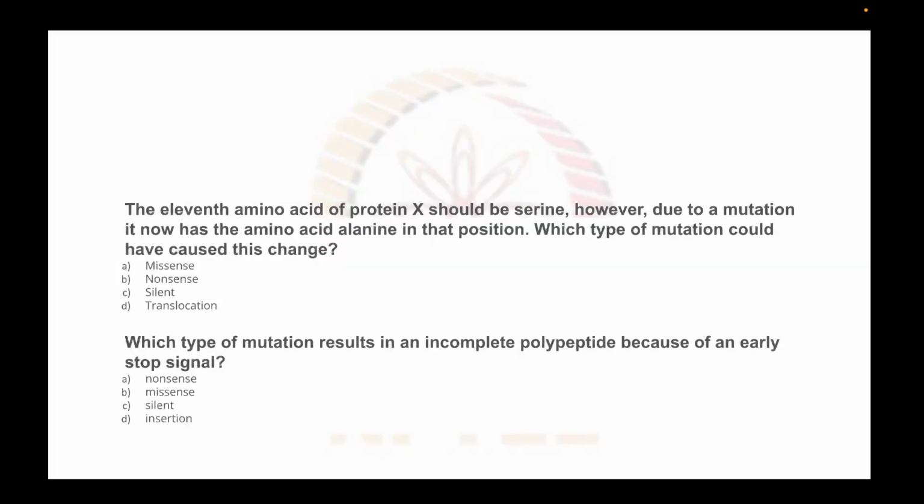So here I have the 11th amino acid of a protein X, which should be serine. However, due to mutation, now it has changed to alanine in that position. So what type of mutation could have caused this? Serine is changed to alanine.